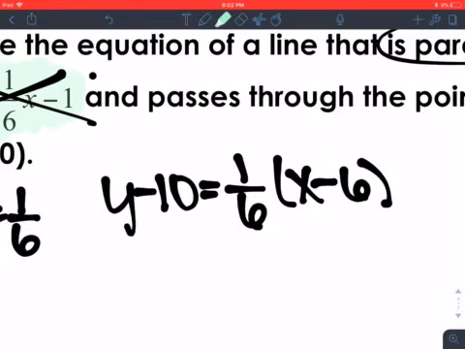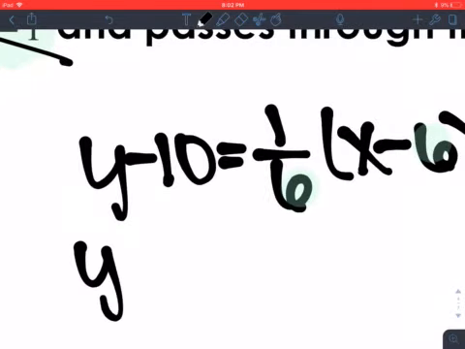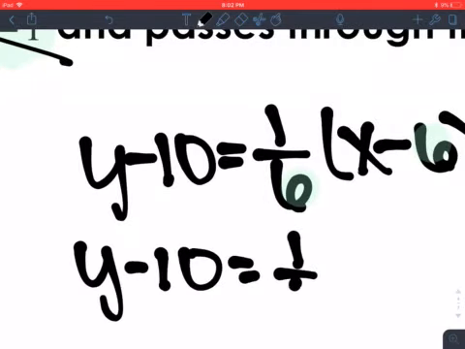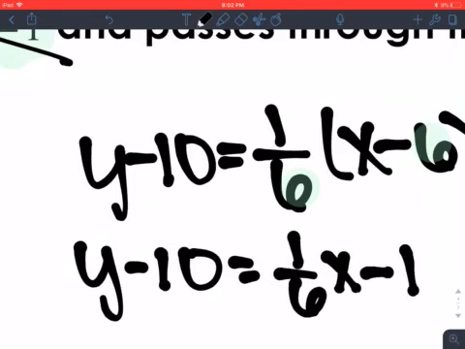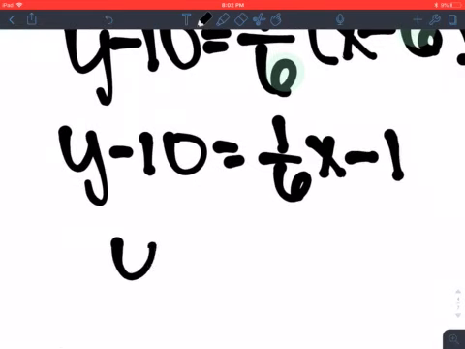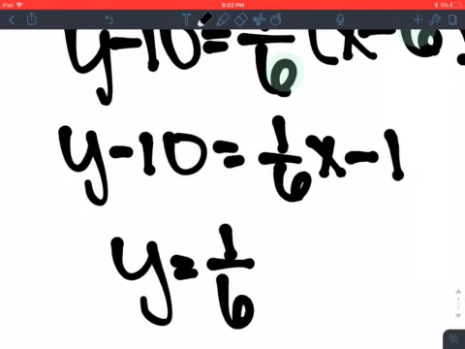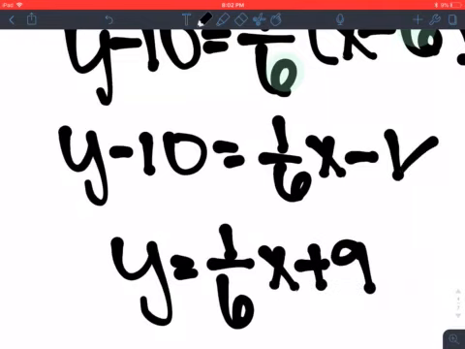And once again, I look at my diagonals. I look at my 6's. I notice that 6 goes into 6 easily, so I'm going to now distribute through. So y minus 10 is equal to 1/6 x minus 1. I'm going to add the 10 over, and I get y is equal to 1 over 6x plus 9.